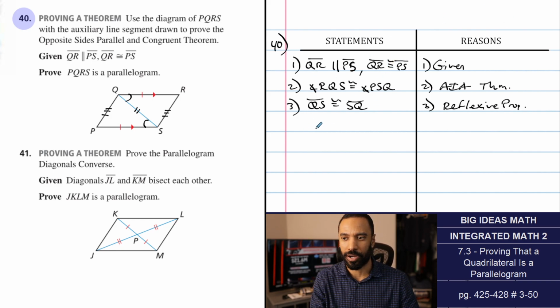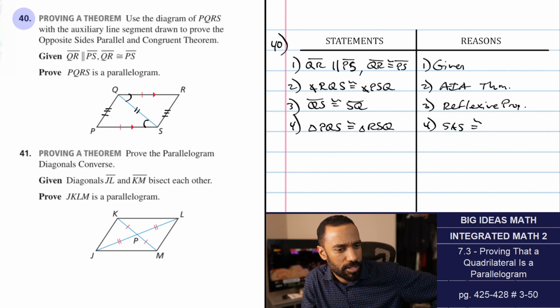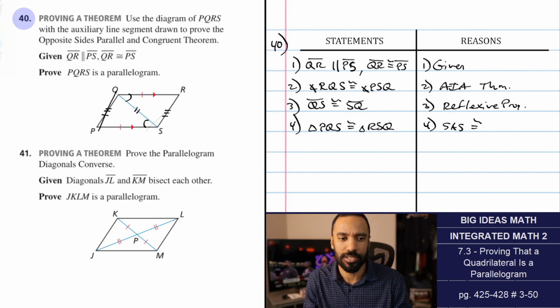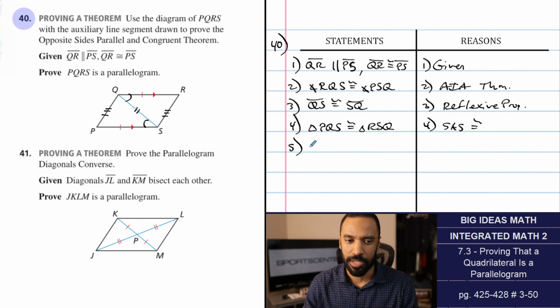Now the triangles can be congruent by side, angle, side. Remember the initial ones we already had here, QR and PS. So I can now say triangle PQS is congruent to triangle RSQ by side, angle, side. And then I want actual corresponding parts. So PQ congruent to RS by CPCTC.